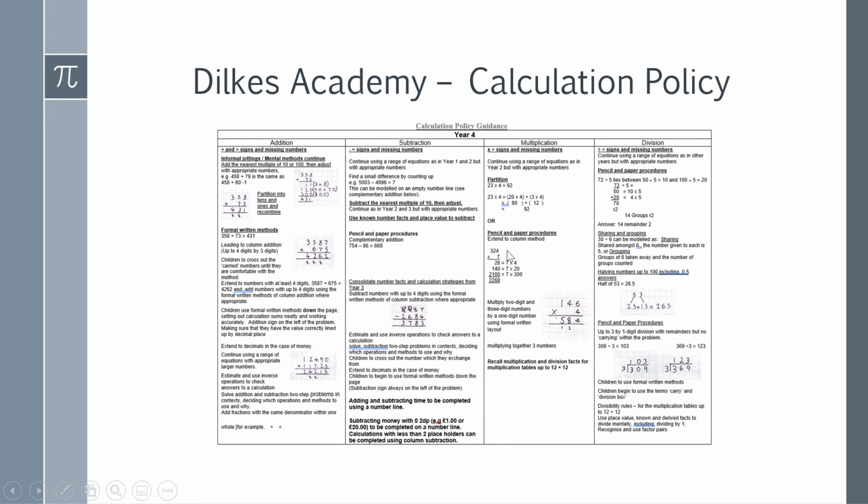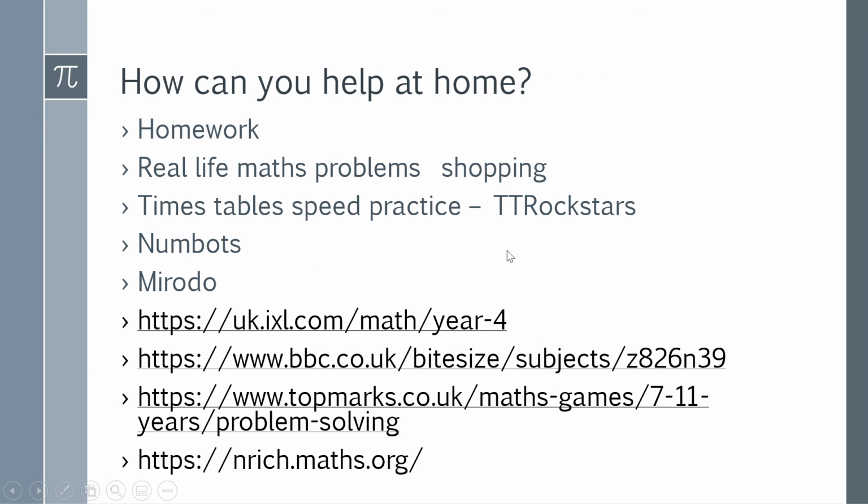So like I said previously, please see the calculation policy. Mine and Mrs. Nelder's door is always open for you to come and have a chat if you're confused about any methods that we use. So please get in touch with us if you want to know more, because helping at home, teaching and supporting using the same methods that we teach in the school just eliminates any confusion that the children might have. So you can support at home with the homework.